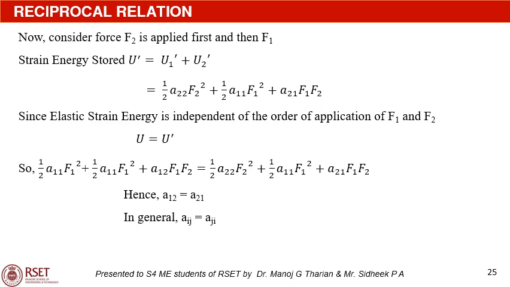So half A11 F1 square plus half A22 F2 square plus A12 F1 F2 equal to half A22 F2 square plus half A11 F1 square plus A21 F1 into F2. Hence we get A12 equal to A21, or in general Aij is equal to Aji. Thus the reciprocal relation is proved.